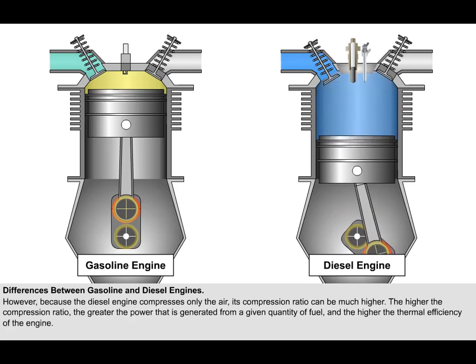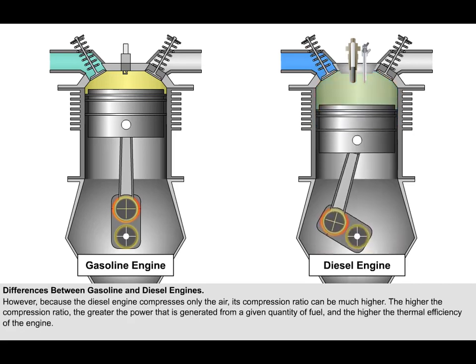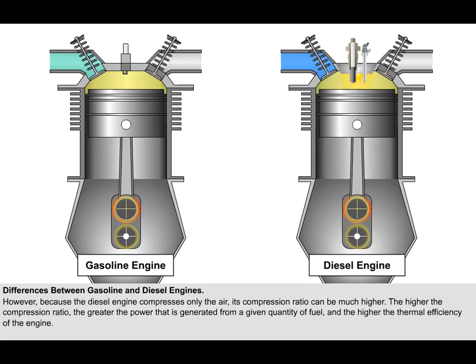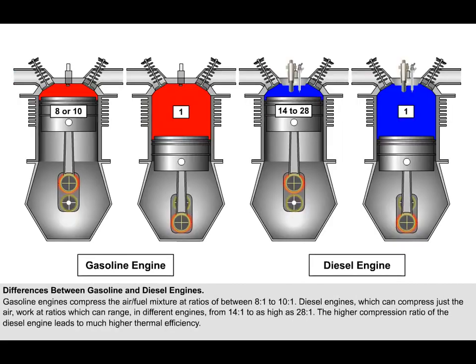As was stated earlier, the diesel engine compresses only the air. Thus, the compression ratio can be much higher. The higher the compression ratio, the greater the power that is generated from a given quantity of fuel, and the higher the thermal efficiency of the engine. Whereas a gasoline engine compresses the air-fuel mixture at ratios of between 8:1 to 10:1, a diesel engine, which compresses just the air, works at ratios which can range in different engines from 14:1 to as high as 28:1. The higher compression ratio of the diesel engine leads to much higher thermal efficiency.